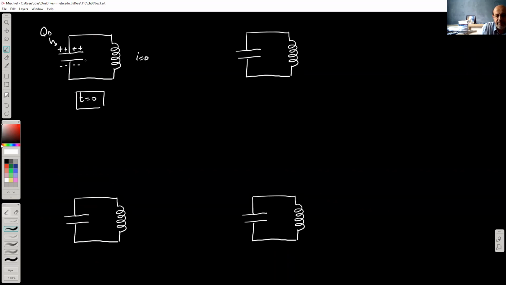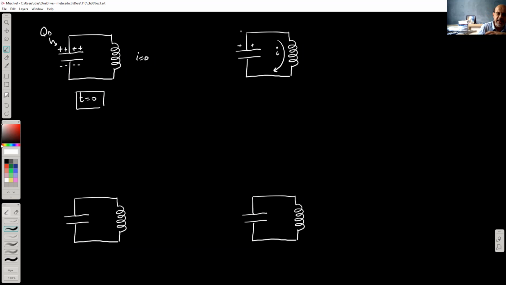All right, but we know that these two plates are connected with a wire, and an inductor is essentially a wire, so a current will start flowing along that direction. So eventually, some time later, we will see that there's a current flowing in here. And so as a result, the charge on the capacitor will decrease.